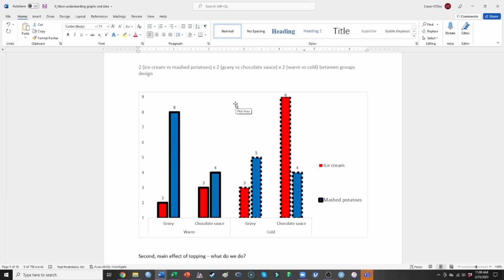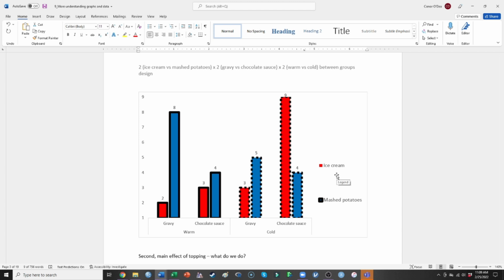So now I want you to ask yourself, what do I not care about in this particular one? Because again, I'm only looking at the main effect of topping. So here I'm comparing gravy to chocolate sauce. I do not care about whether it was a warm or a cold temperature. I also don't care about whether it's ice cream or mashed potatoes. So first I want to ask you, should the bars be color-coded as red and blue, or will we collapse to purple? If you said that we'll collapse to purple, you're absolutely right, because I don't care about ice cream versus mashed potatoes right now. So we will be looking at purple bars on the next page.